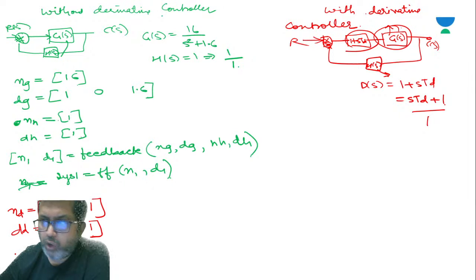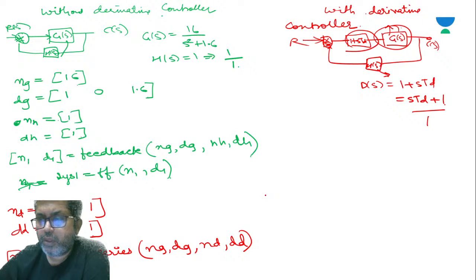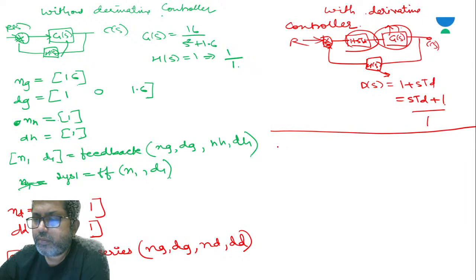So I will write down the forward path NF, DF is equal to series of NG DG comma ND DD. This is the part. Let us come down to the next part of the program.